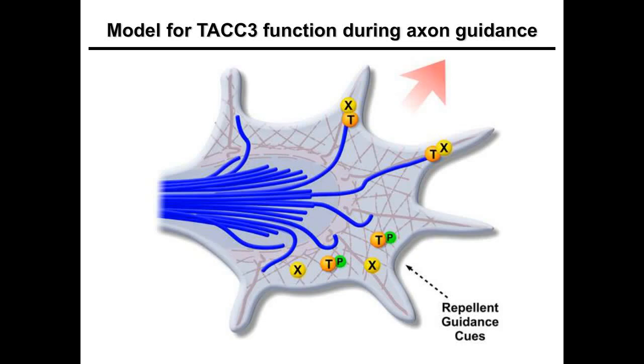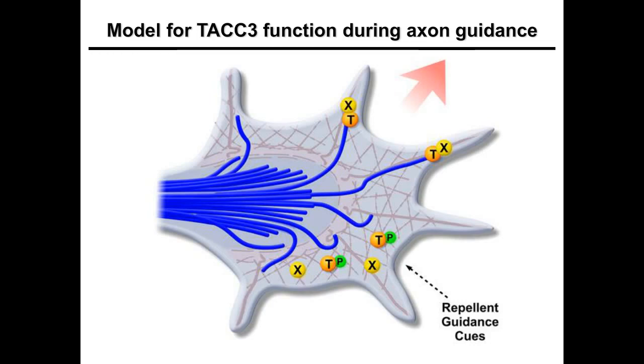And so our model for TACC3 function during axon guidance is that in the growth cone, maybe on one side of the growth cone, you could have a repellent guidance cue, and that would lead to TACC3 phosphorylation at a certain site, and then TACC3 would not recruit XMAP215 to the plus ends, so the microtubules on that side of the growth cone would be unstable. But on the other side of the growth cone, TACC3 would recruit XMAP215 to the microtubule plus ends. The microtubules would be able to grow, and then the growth cone could turn in that direction.